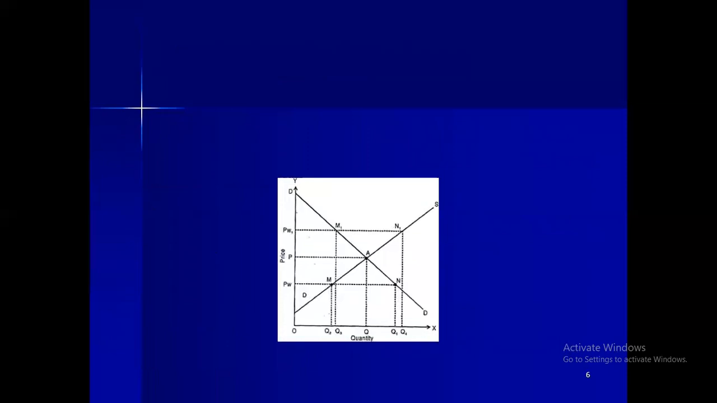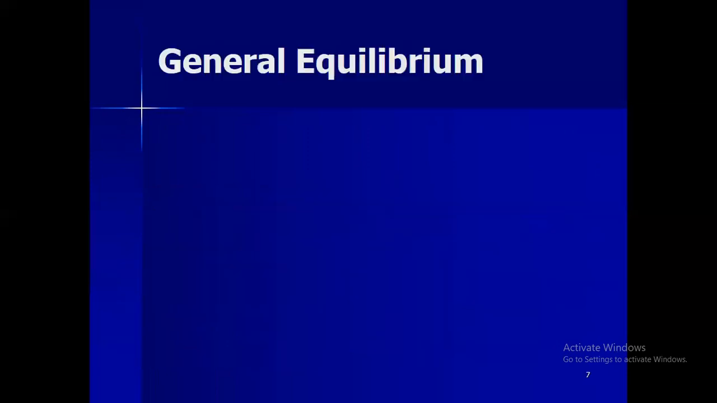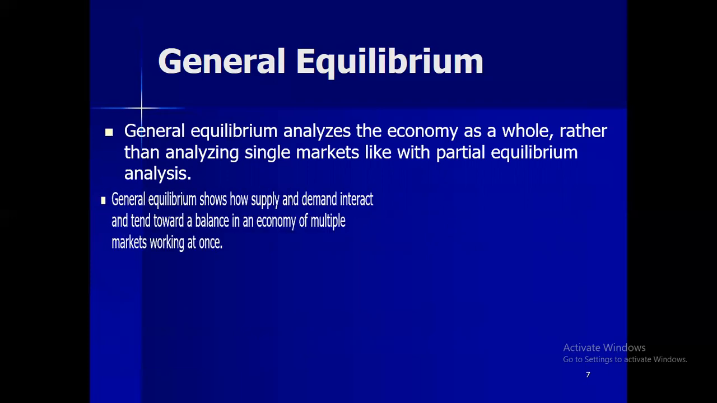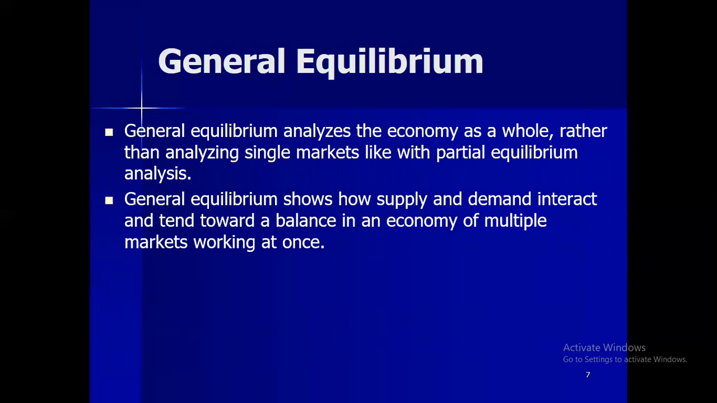Then this is the example of partial equilibrium analysis, where you can see the simple supply curve and the demand curve of a particular good in a market, right? General equilibrium. What is general equilibrium? General equilibrium analyzes the economy as a whole rather than analyzing a single market, right? General equilibrium shows how supply and demand interact and tend toward a balance in an economy of multiple markets working at once, right?